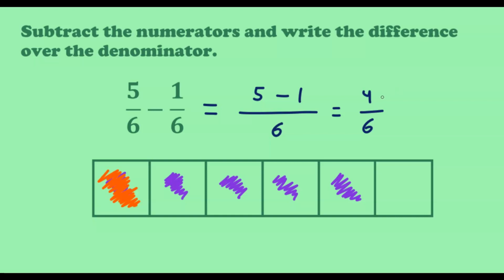So what we're going to do next is divide the numerator 4 by 2, and we also divide the denominator 6 by 2. So 4 divided by 2 is equal to 2, and 6 divided by 2 is equal to 3. So that means that our required simplified fraction is 2 over 3, and so 5 over 6 minus 1 over 6 is equal to 2 over 3.